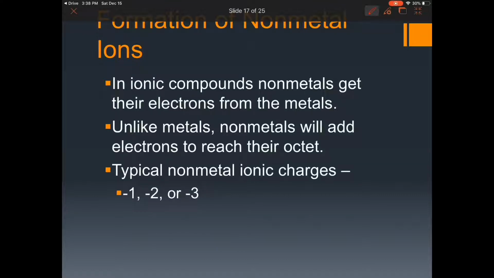So formations of nonmetal ions. In an ionic compound, nonmetals get their electrons from metals. That we know. But unlike metals, nonmetals will add the electrons to reach their octet, which then gives them a negative charge. So typically their ionic charges will be 1-, 2-, or 3-.